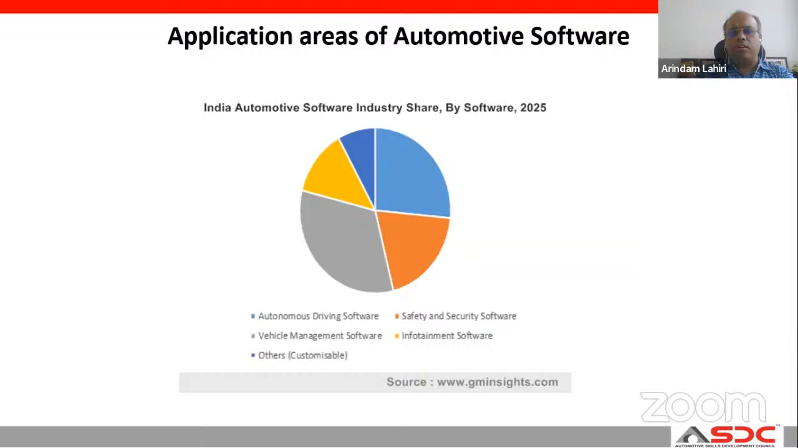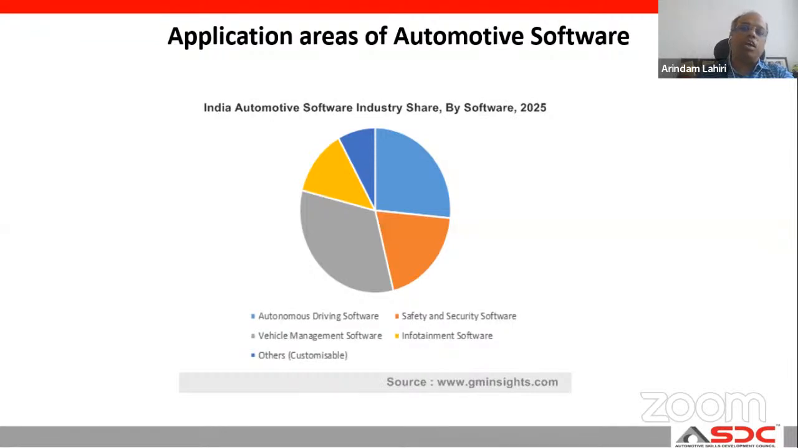This is another thing that I've picked up about automotive software industry share by 2025, where it talks about a significant amount of software around vehicle management and infotainment largely, and some bit of it around autonomous driving, safety and security, when we talk about connected vehicles especially. These are some of the key areas where probably a lot more work is getting done.